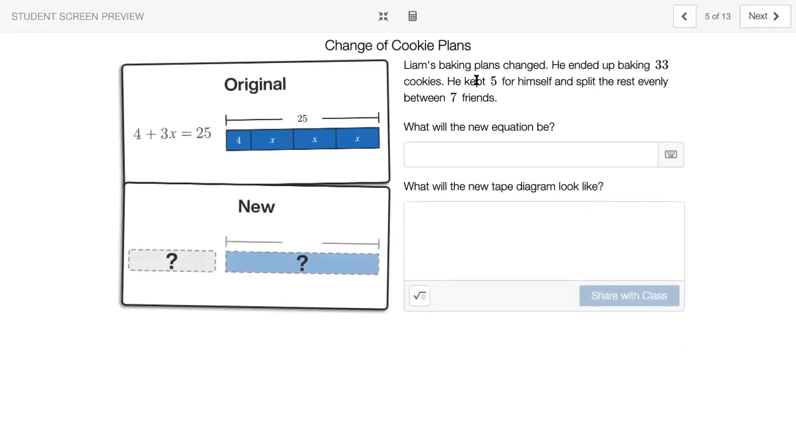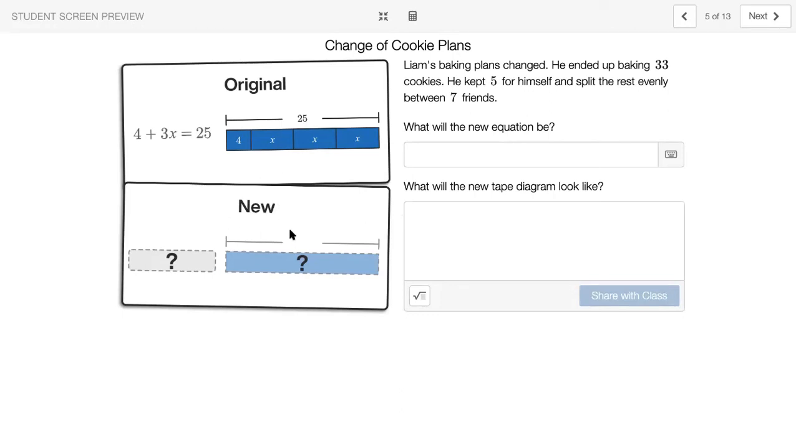Liam's baking plans changed. He ended up baking 33 cookies. He kept 5 for himself and split the rest evenly between 7 friends. What would his new equation be? What will the tape diagram look like? So in this case, I have to create the equation. So I know that I'm now just going to reconstruct this using my pen.